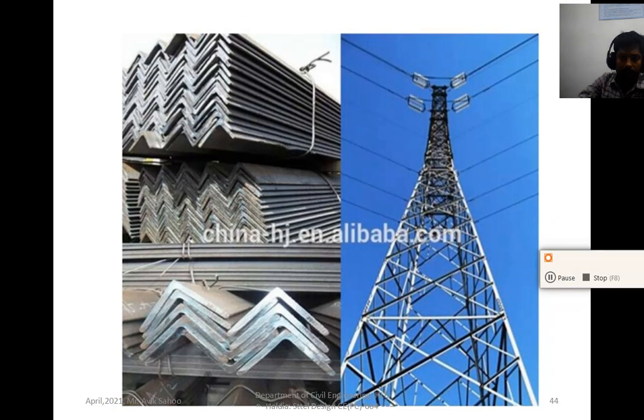So the angle sections are widely, massively used in electrical transmission towers. Okay, these are all angle sections being used.